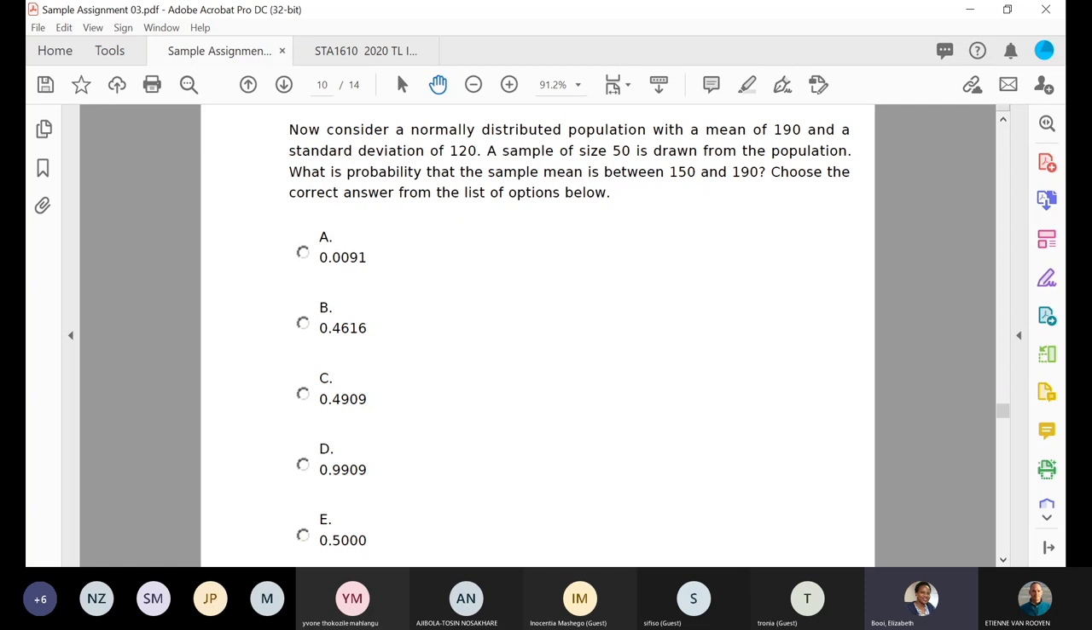Consider a normal distribution population with the mean of 190 and the standard deviation of 120 with the sample size of 50. A sample size of 50 is drawn from this population. What is the probability that the sample mean is between 150 and 190? So we need to find the probability that the sample mean lies between 150 and 190.